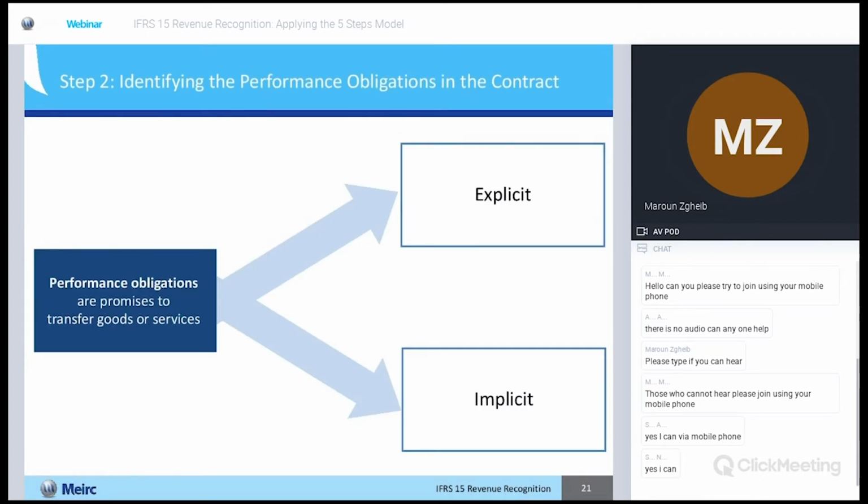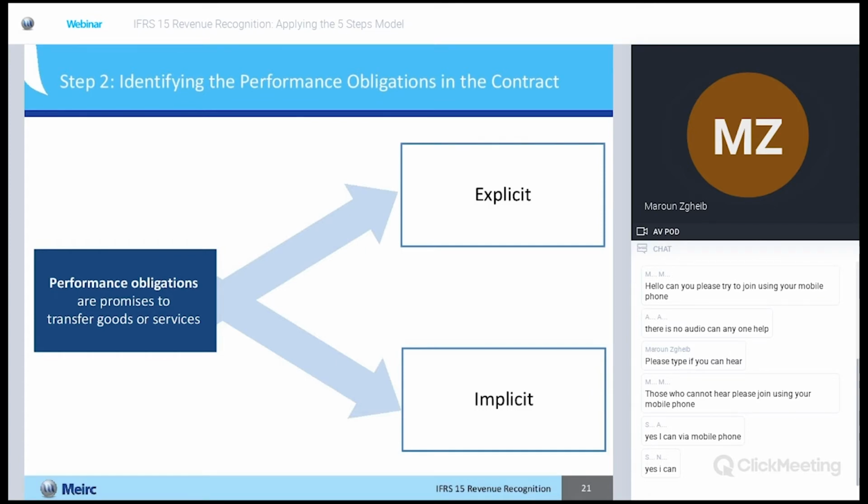The second step in revenue recognition is to identify the performance obligations. The performance obligation is a task. It is an obligation. It is a job, a service, a good that you will have to deliver as a seller to the buyer. Sometimes they are explicitly mentioned in the contract, and sometimes they are implicitly mentioned.